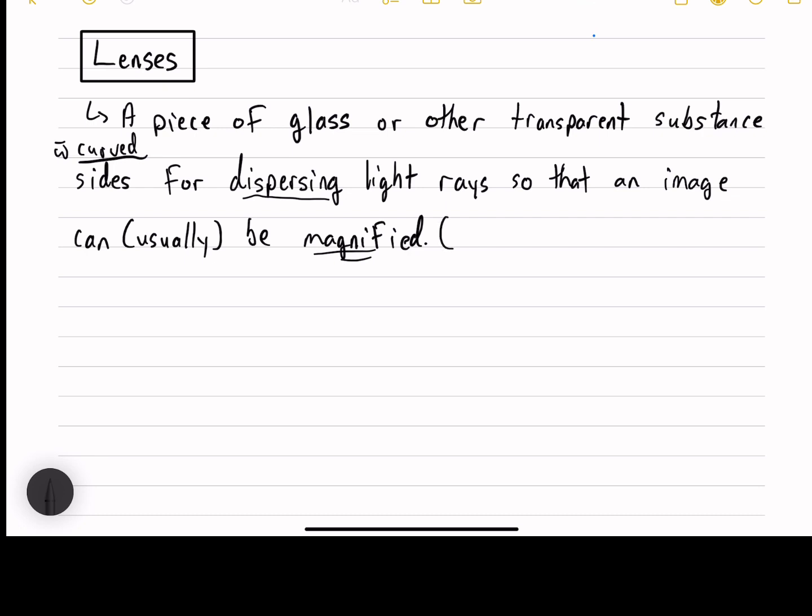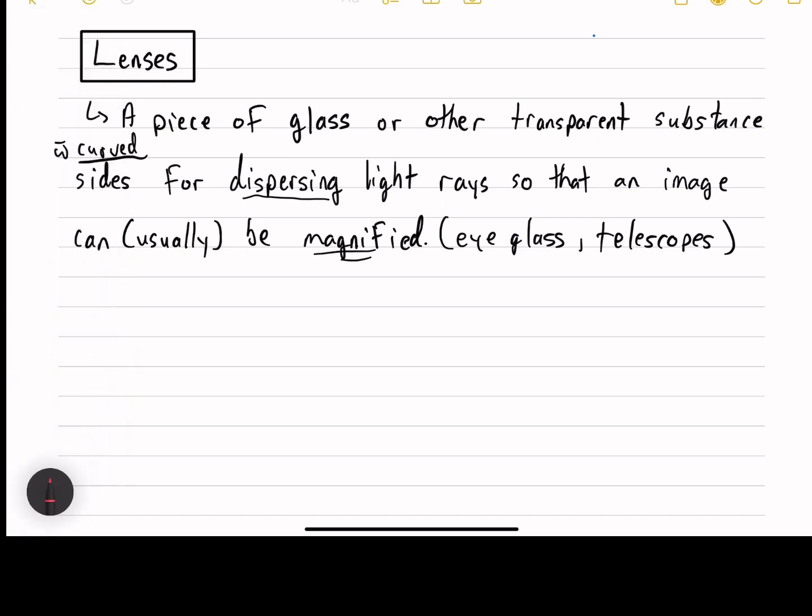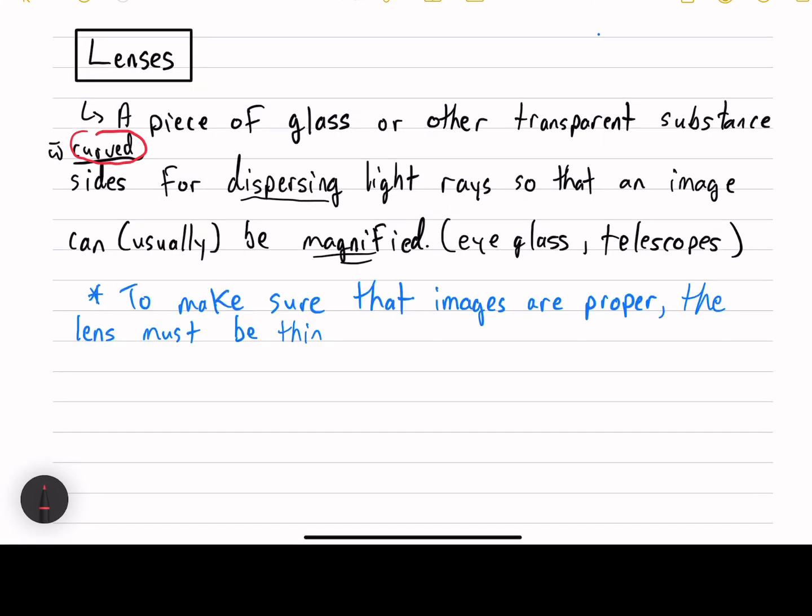So we can think about this as eyeglasses or even telescopes. Right? So again, I want to emphasize the fact that they should have curved sides, whether it's a concave lens or a convex lens. To make sure that images are proper, we must make sure that the lens is thin.